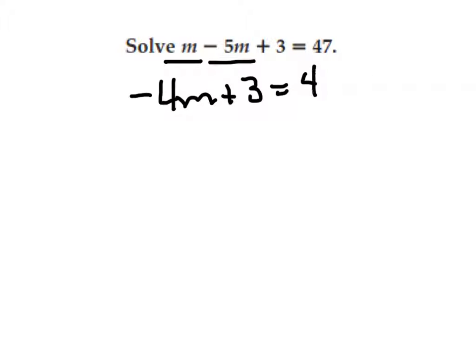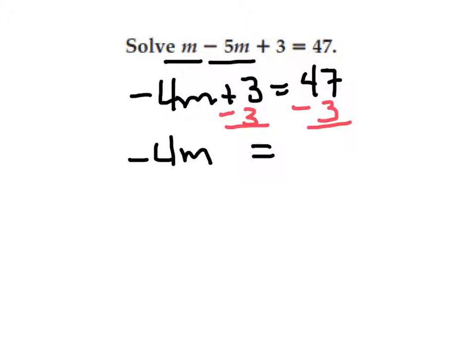And once I did that, I have a two-step equation. I'm going to use backwards PEMDAS, meaning I'm going to do the adding and subtracting first. I get negative 4m. The opposites cancel out. I'll bring down the equal sign. 47 minus 3 is 44.